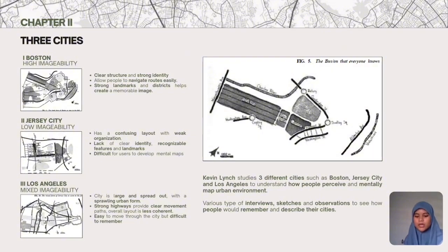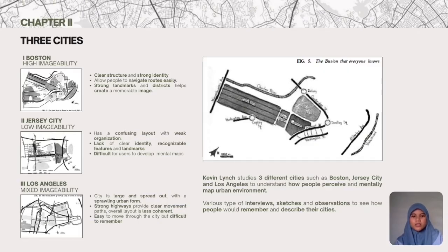In this chapter, Kevin Lynch showed his studies in 3 different cities, which are Boston, Jersey City, and Los Angeles, to understand how people perceive and mentally map their urban environment. Kevin Lynch also used various types of interviews, sketches, and observations to see how locals would perceive and remember their cities. Boston has high imageability because it has a clear structure, strong landmarks, and it's easy to navigate. People can easily form a mental map of the city.